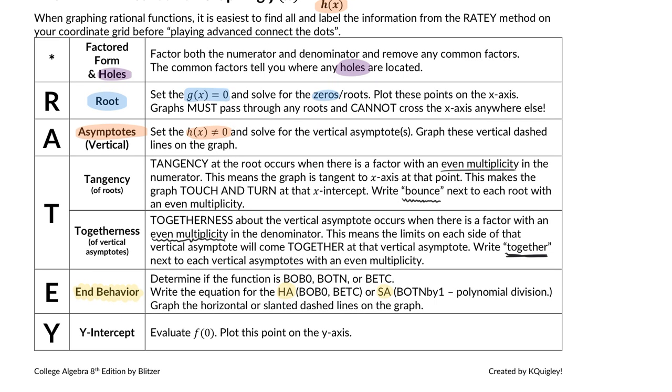The last thing we need is the y-intercept. The Rady method ends with the y-intercept. This one's also easy. Finding the y-intercept, just like with polynomials, means that we're plugging 0 into the function, get out a value, and we will plot that on the y-axis. So Rady stands for roots, asymptotes, tangency and togetherness, end behavior, y-intercept. If we can find these things, we're going to be able to graph any rational function by playing advanced connect the dots.